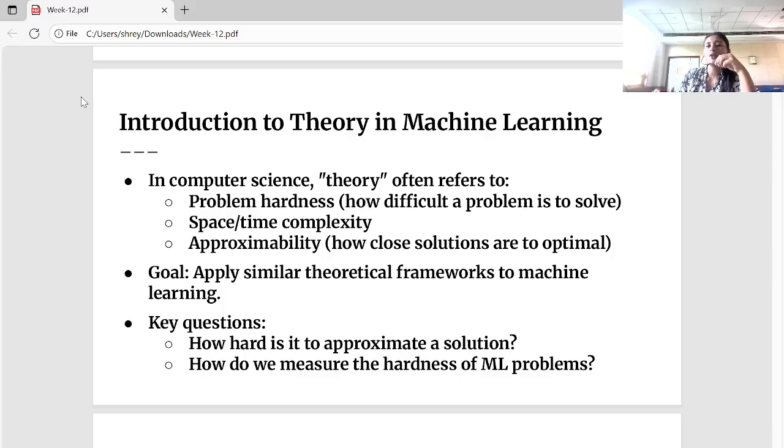In computer science, theory often refers to the problem in which we generally evaluate problem hardness. It means how difficult a problem is to solve, right? So first, we quantify the hardness of the problem. Secondly, if you have a background in computer science, you have gone through the concept of space-time complexity. Whenever you are making an algorithm, its space-time complexity is very important. Why? Because in general we require an algorithm which will take less time and less space, right?